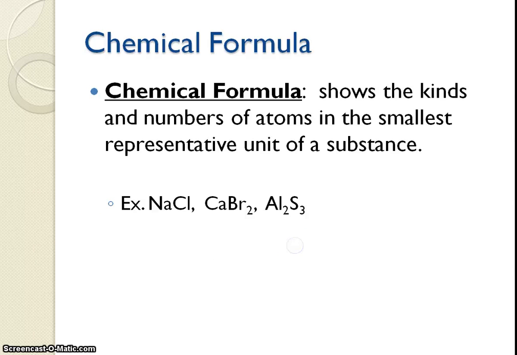The next definition is for a chemical formula. And basically, it's just showing how many atoms you have in the smallest unit. So these little numbers down here, we call those subscripts. It tells you how many atoms you have. So for example, in this compound, you have 2 aluminums for every 3 sulfurs.